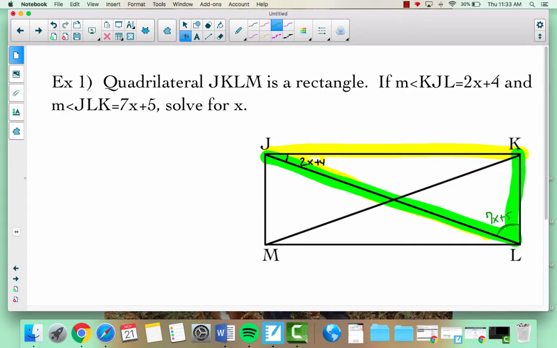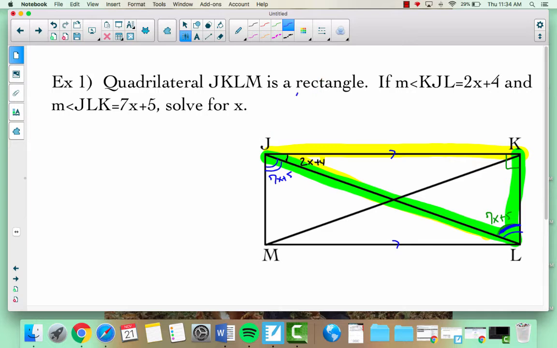So we need to know what we can do to set up an equation. There's a couple different approaches. The first would be that we know that triangle JKL is a 180-degree triangle, so you could use all 3 of those angles to set up an equation. Or, because we know this is a rectangle, and we know opposite sides are parallel, that means that this angle in the bottom here will be the same as this angle here. And the reason is because they're alternate interior. So we know that 7x plus 5 goes here.